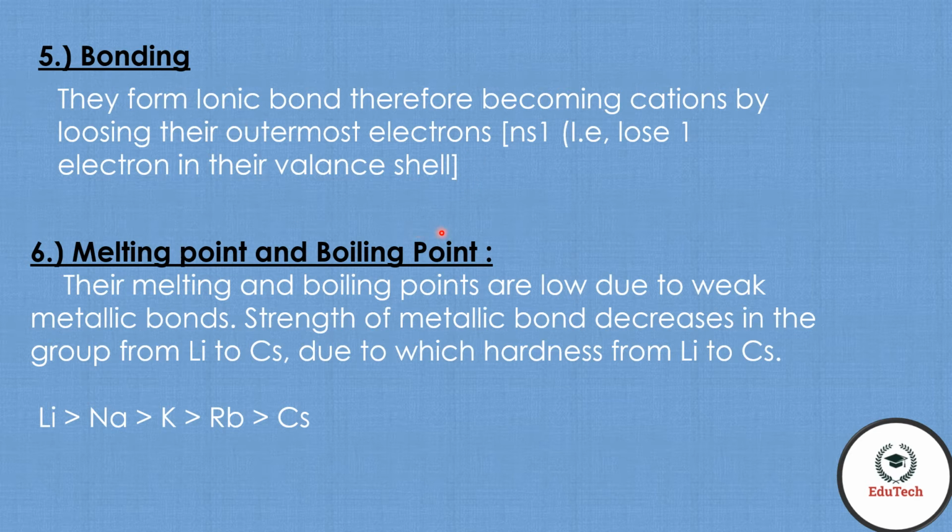Melting point and boiling point. Their melting and boiling points are low due to their weak metallic bonds. Strength of metallic bond decreases in the group from lithium to cesium, due to which hardness decreases from lithium to cesium. See the order: lithium greater than sodium greater than potassium, greater than rubidium, and greater than cesium. Here, the highest is lithium and the least is cesium.